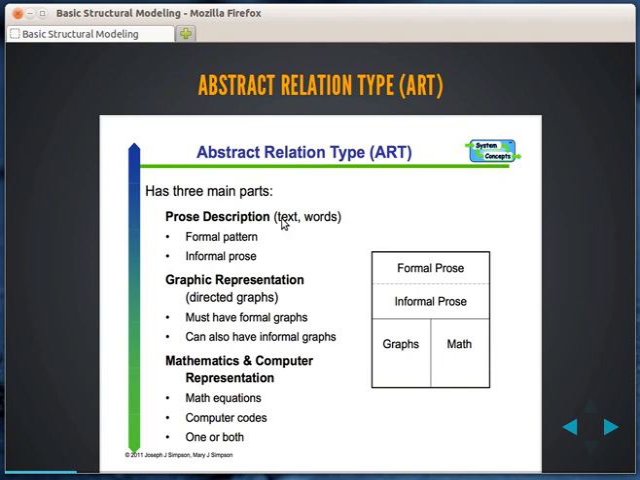So this allows you to take a system and represent it in three different forms, which increases the communicability of the system. Some people are very good with mathematics, other people are good with prose, and most people are very good with graphics. So you can use these different forms and communicate to a much larger group of people about your system in a precise manner.